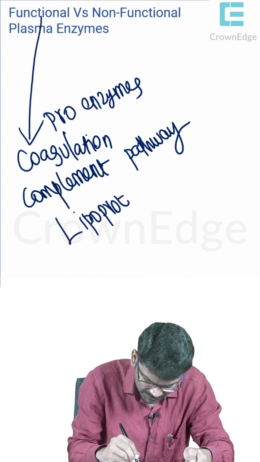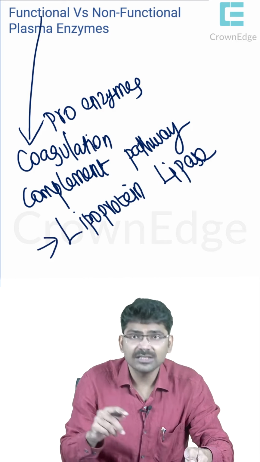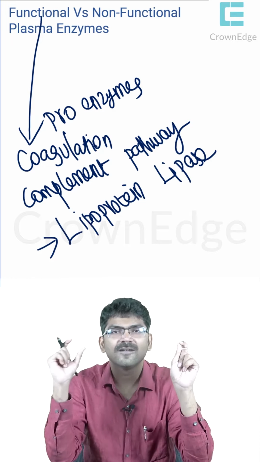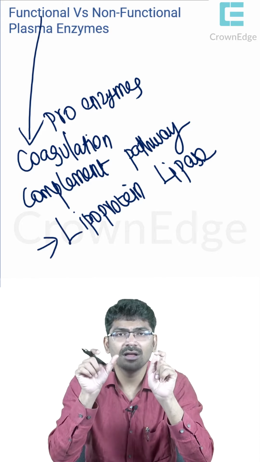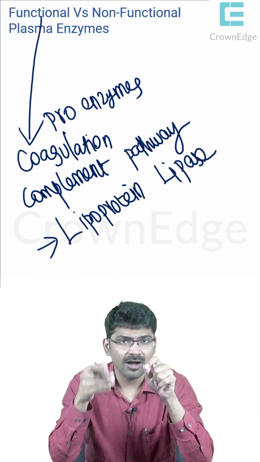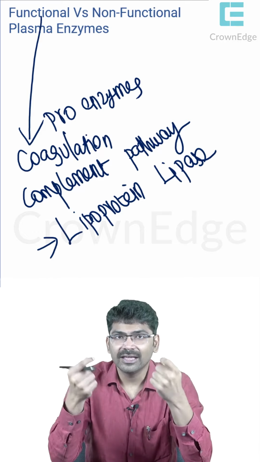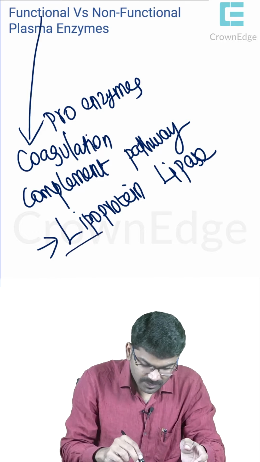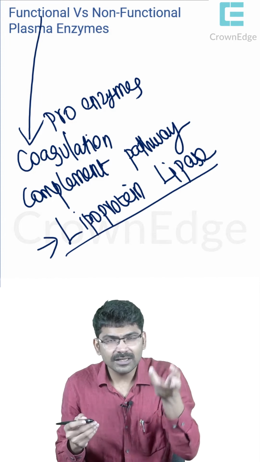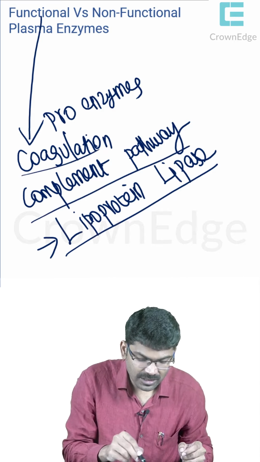What is the role of lipoprotein lipase? It breaks down the fatty acids from triglycerides present in chylomicron and VLDL. This lipoprotein lipase enzyme is attached to the capillary endothelial wall via heparan sulfate linkage, right? So this has a function. The substrates chylomicron and VLDL are present in the plasma, in the blood. So this is a functional plasma enzyme.